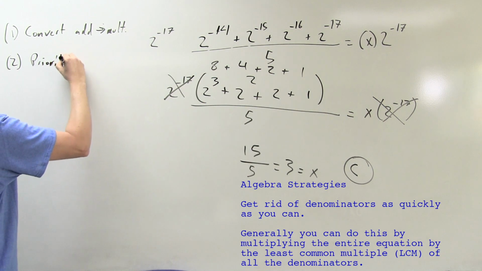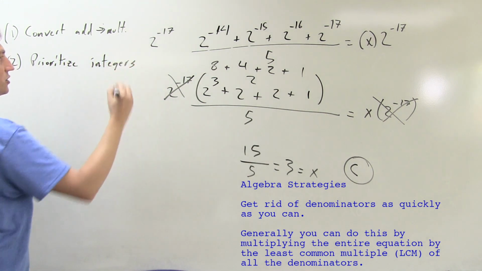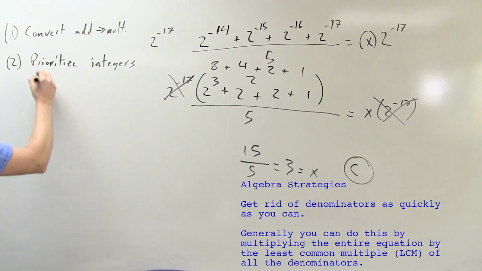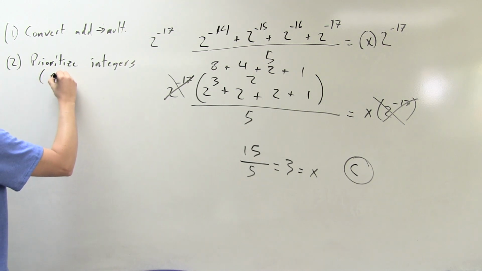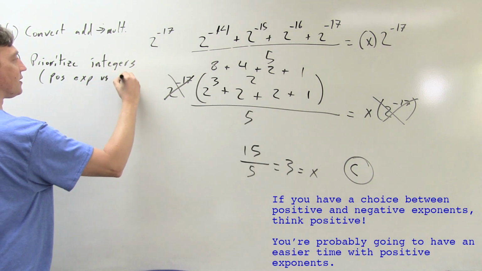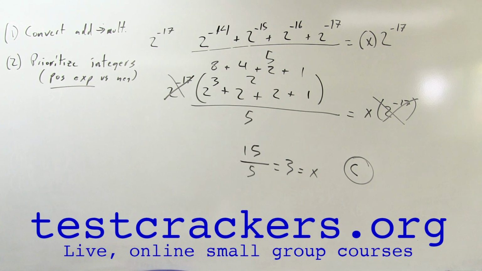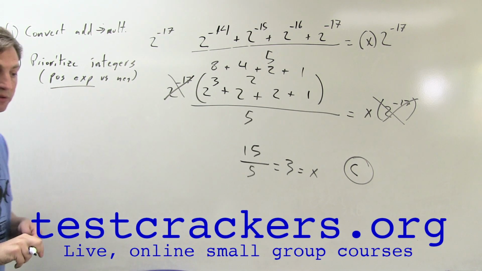Prioritize integers. If you can deal with plain old integers rather than fractions, all the better, which is another way of saying positive exponents, right, versus negative. We want positive exponents because those are going to be integers rather than fractions. And then that's about it. That's all this problem involves.